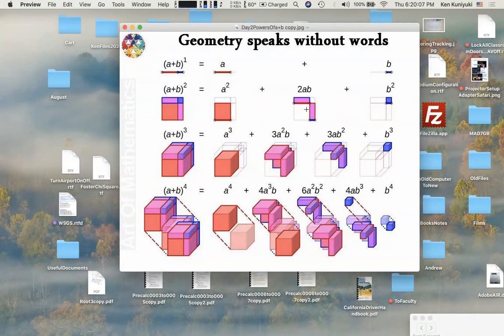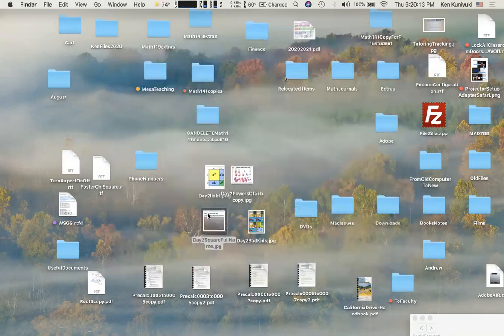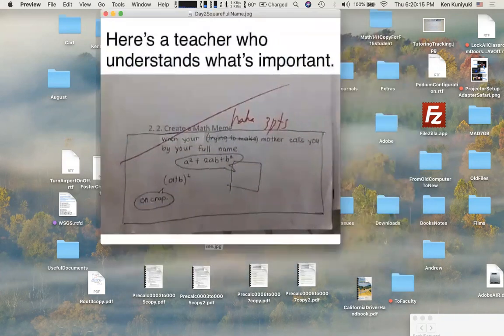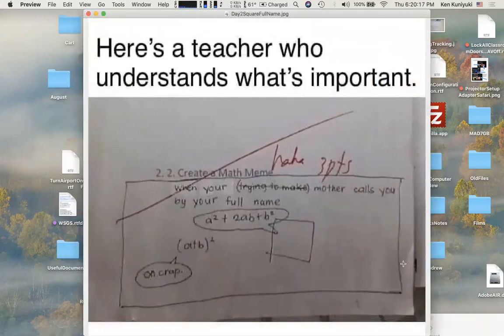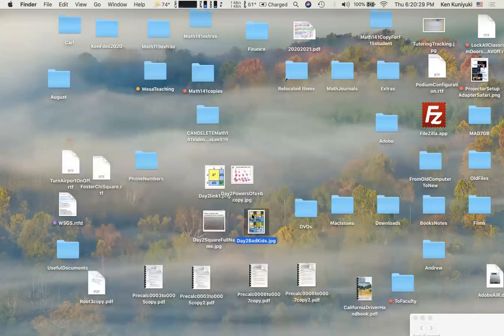See here, the square of a plus b. Don't forget the 2 skinny rectangles here, right? The 2ab there. Some more memes. I got these from, I guess, Facebook or somewhere. Read it. And this one here.